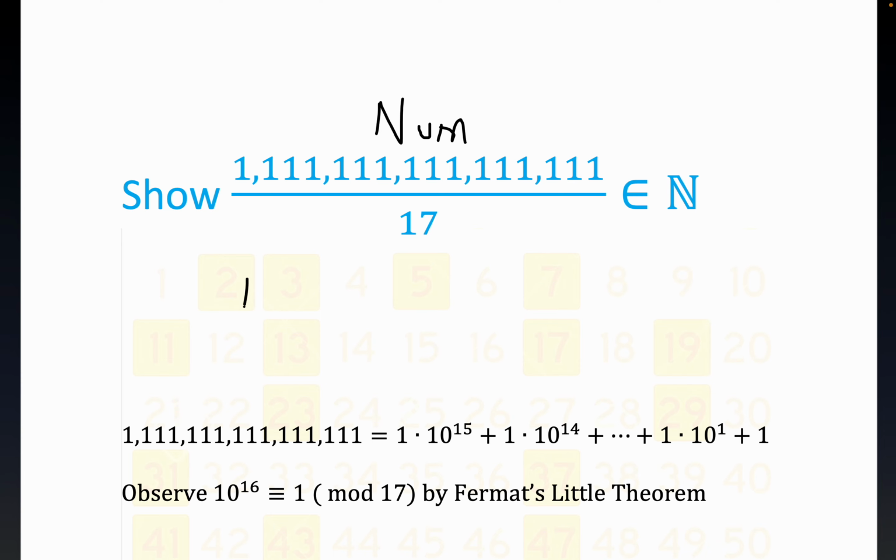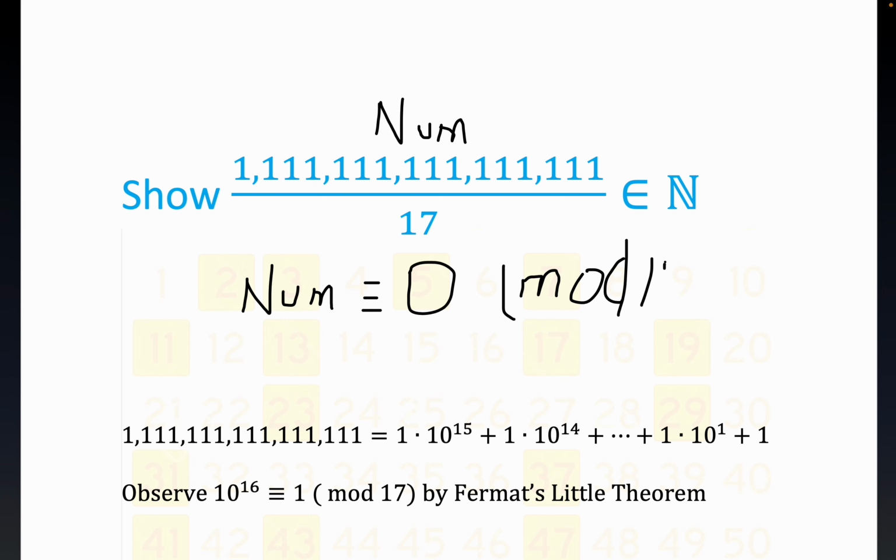Let's write that down. We could probably get away without writing it, but we can write down NUM. And again, you could have stated the problem like this: NUM is congruent to 0 mod 17. Formally, you can think of that as saying NUM minus 0 is divisible by 17. Whatever you prefer, it's just a matter of style, but both of these statements are equivalent.